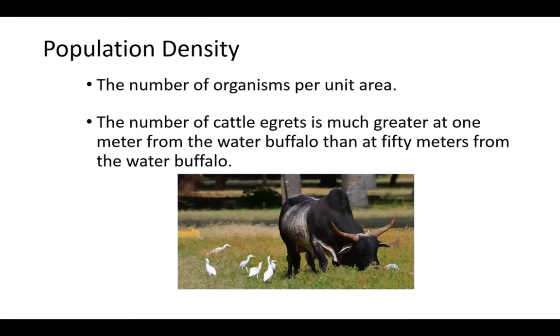Population density. The number of organisms per unit area. The number of cattle egrets in the photograph is much greater at 1 meter from the water buffalo than at 50 meters from the water buffalo.